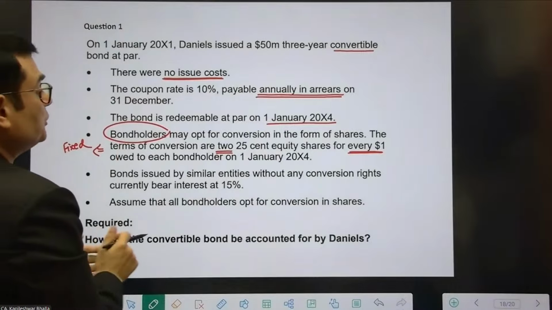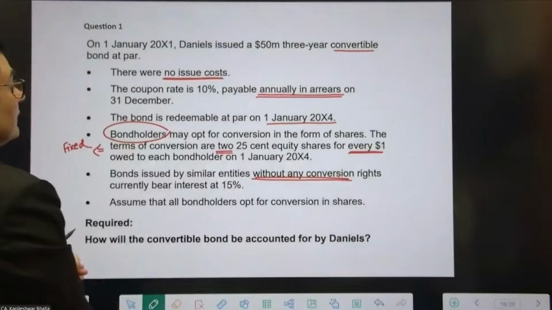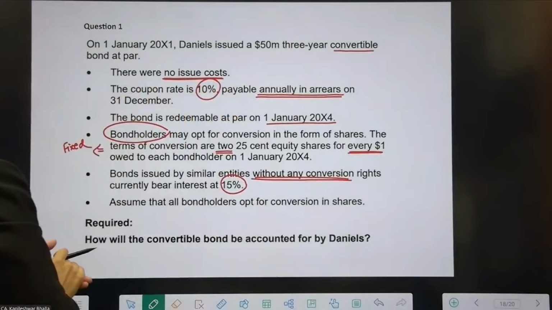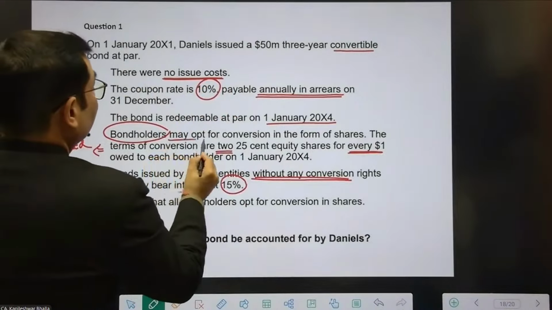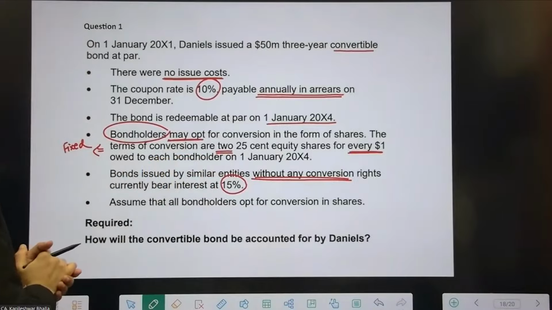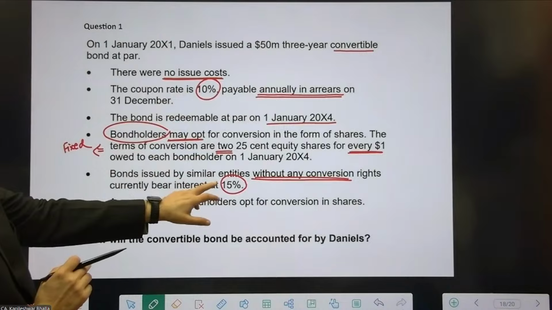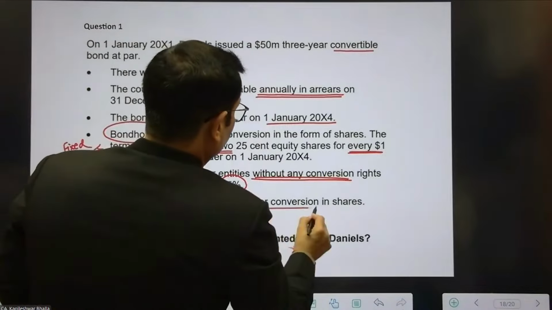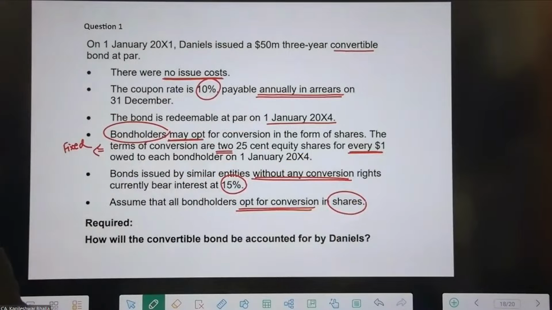Then it says bonds issued by a similar entity without any conversion rights bear interest at the rate of 15%. So you can very clearly see that it's an optionally convertible instrument because the bondholders may offer conversion, giving them an option to convert. The coupon rate is 10 and the market rate without conversion is 15. And assume that all the bondholders opted for conversion in terms of shares. We are required to show how the convertible bonds would be accounted for by Daniels.